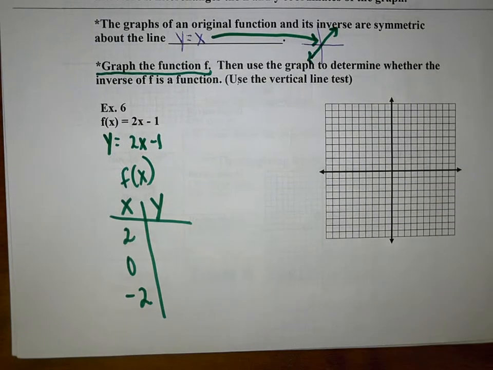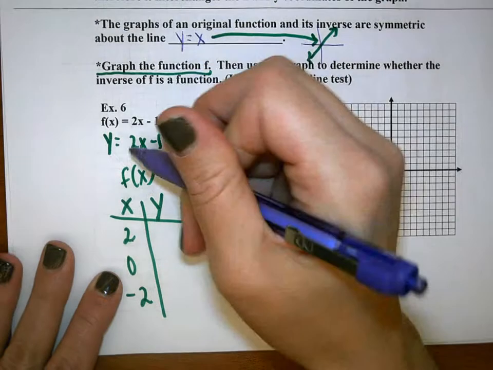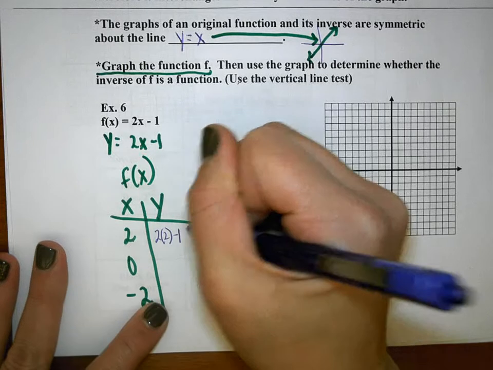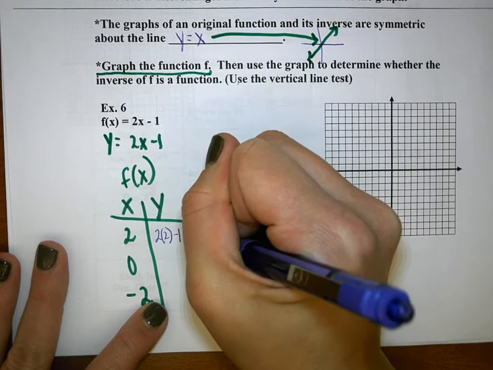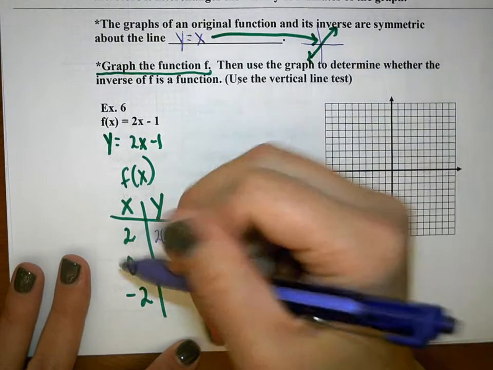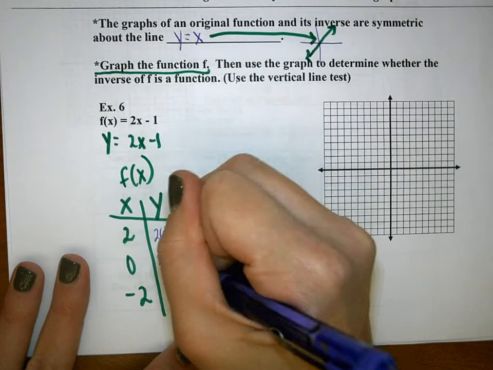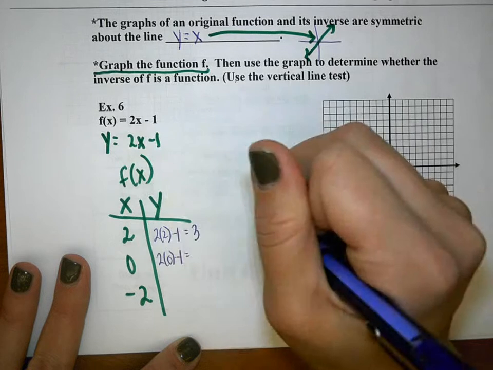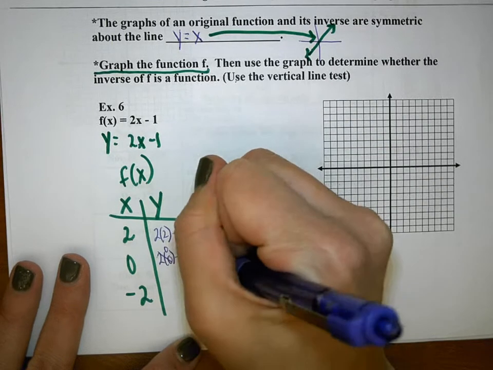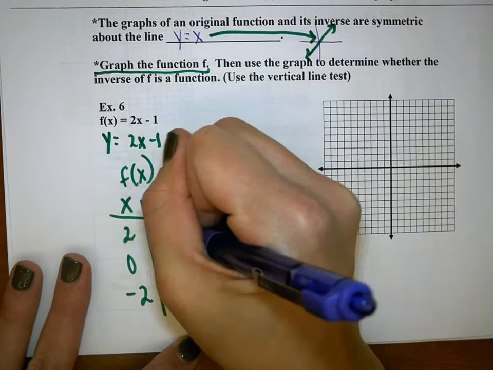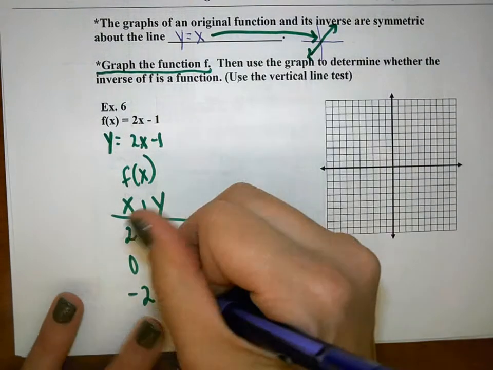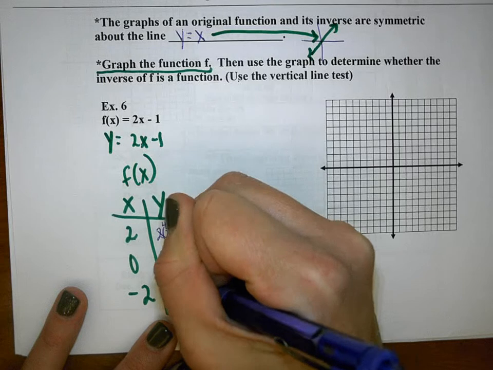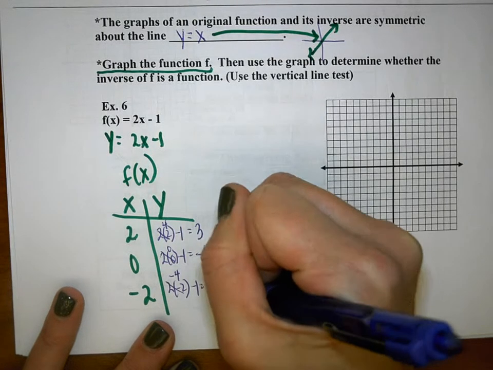So when I plug 2 in here, I get 2 times 2 minus 1, and 2 times 2 is 4. 4 minus 1 equals 3. We plug in 0 here. 2 times 0 minus 1. 2 times 0 is 0, and 0 minus 1 is negative 1. Okay, plug in negative 2. 2 times negative 2 minus 1, we end up getting negative 4 minus 1, which makes negative 5.